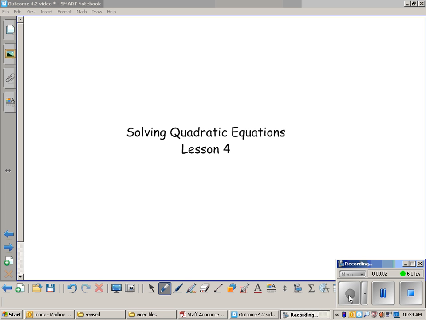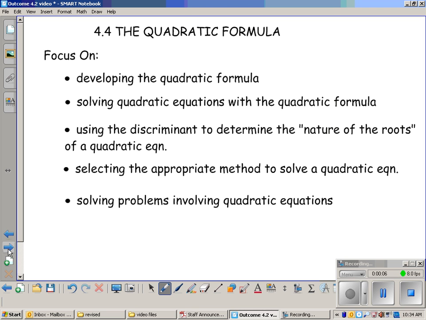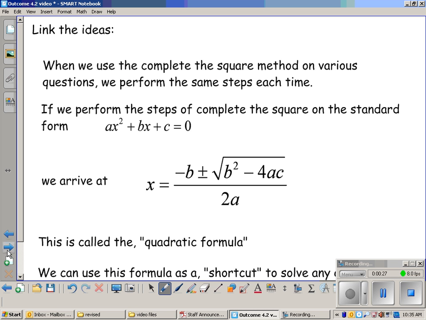Solving quadratic equations, lesson 4, the quadratic formula. This lesson will focus on developing the quadratic formula, solving quadratic equations with the quadratic formula, using the discriminant to determine the nature of the roots of a quadratic equation, selecting the appropriate method to solve a quadratic equation, and then solving problems involving quadratic equations.